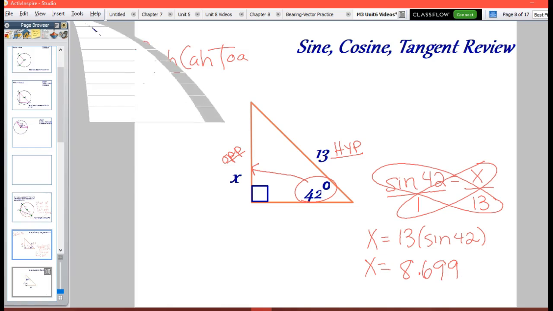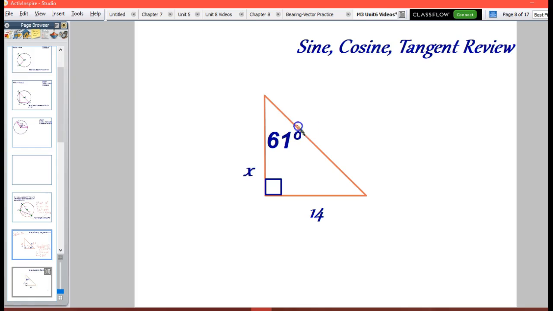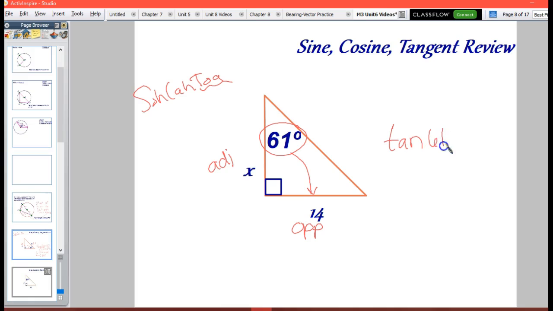Same rules apply. We have a right triangle here. I have angle 61. My opposite, across from the angle, is 14. Notice how the hypotenuse is not even used or mentioned, so we don't need the hypotenuse in our SOHCAHTOA. This is our adjacent. So here's adjacent, and here's opposite. Remember SOHCAHTOA, the one that uses opposite and adjacent is the tangent. So we'll say tan of 61 equals opposite 14 over adjacent x.